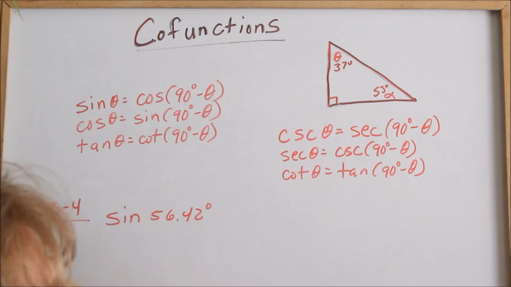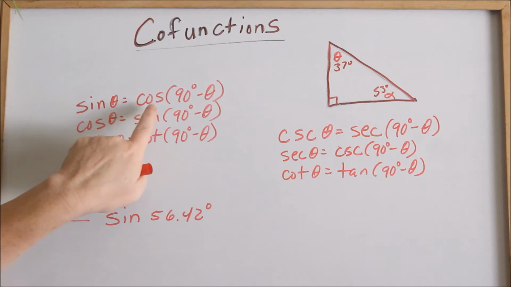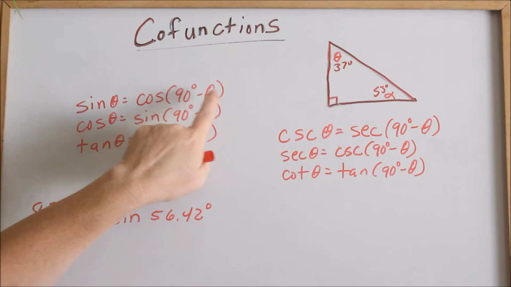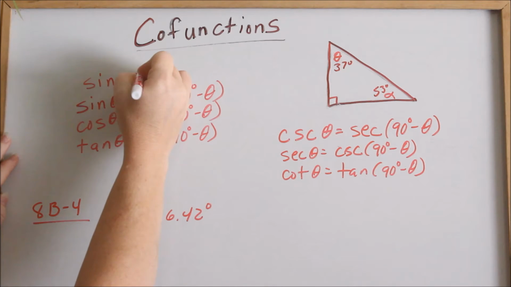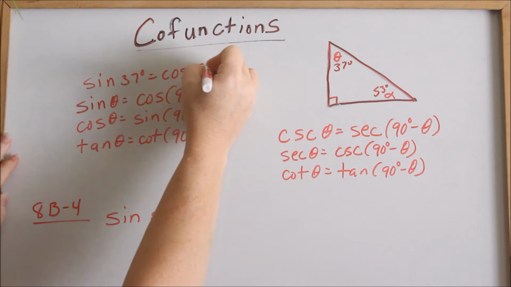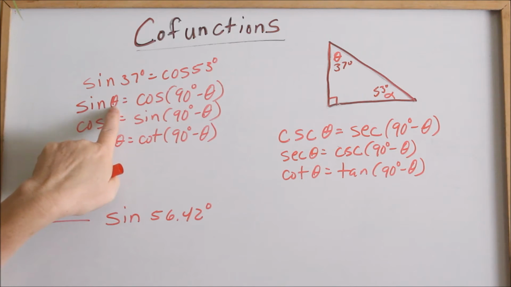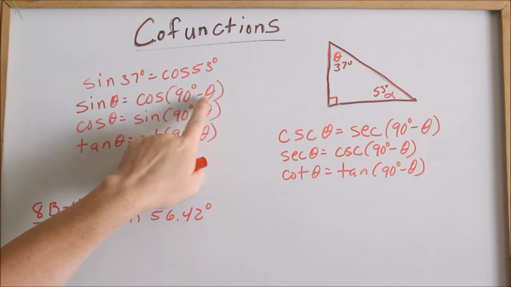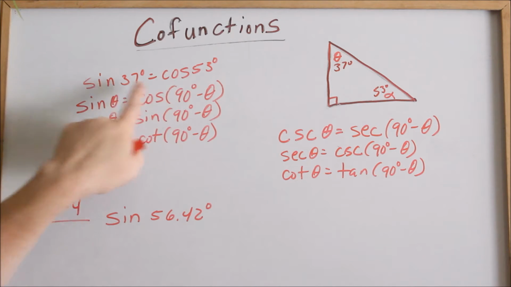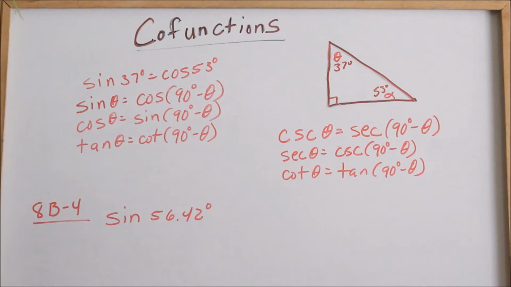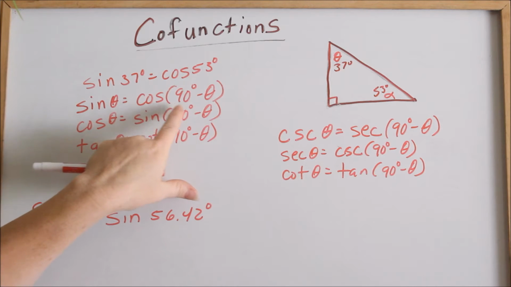Complementary functions, or cofunctions. So if you see here, sine theta is the same thing as cosine of the other angle. So in other words, using this example, we could say sine of 37 degrees is the same thing as cosine of the other angle. The other angle meaning 90 minus theta. If this was 37, 90 minus 37 would be 53. So sine of 37 degrees is the same thing as cosine of 53 degrees. If you don't believe me, you can put those both in your calculator and you'll get the same decimal for both. So cofunctions: sine of one angle is the same as cosine of the other angle.